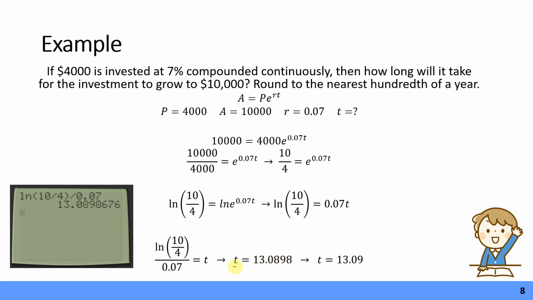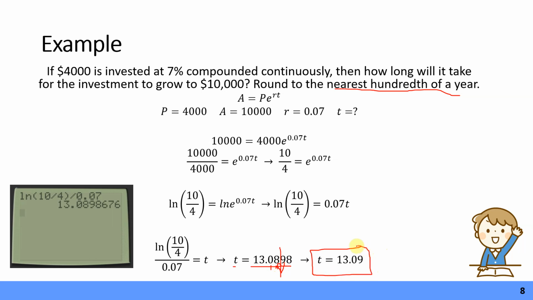Remember, this is time, so this one doesn't have to be rounded to 2 decimal places, but we're still going to do it because that's what the instructions said. So round to the nearest hundredth of a year. So this is your tenths, this is your hundredths. So that means we're still going to chop it off right here. Since this is a 9, this one is going to go up 1. So my final answer is going to be 13.09.